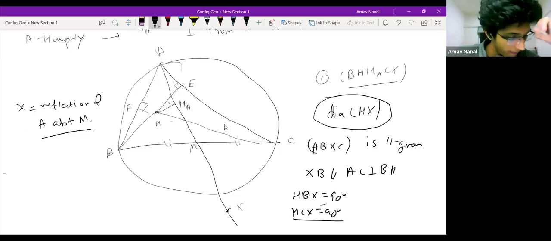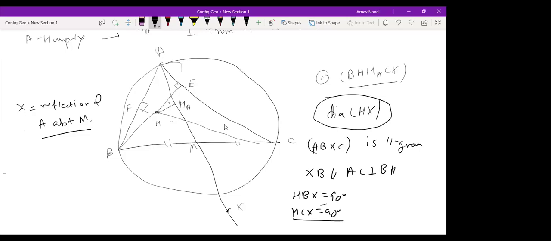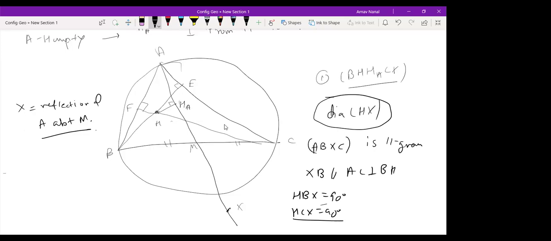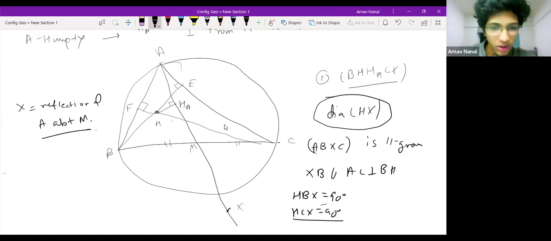Is that clear? Wait, why is ABXC a parallelogram? You're reflecting A about the midpoint of BC, right? So you have BM equal to MC and AM equal to MX. Oh, I didn't see that. Yeah. So it's a trivial property, there's no need to write it. HA is concyclic with these points, and this is a circle with diameter HX. That's easy to see.